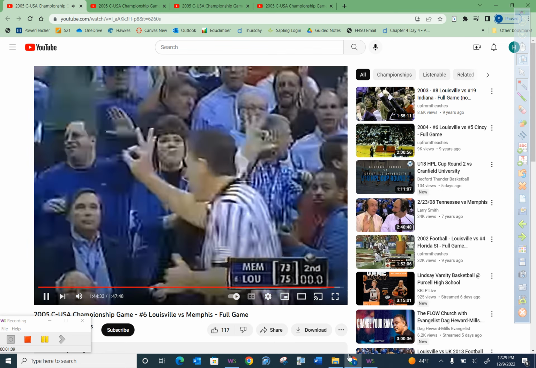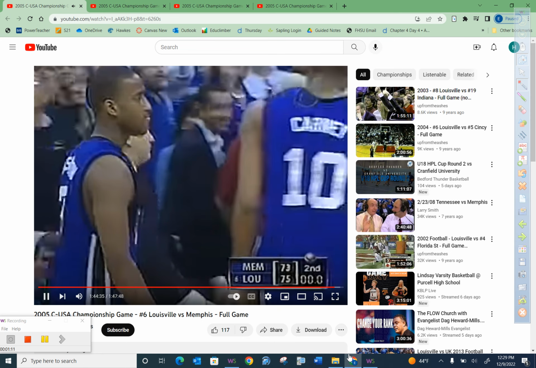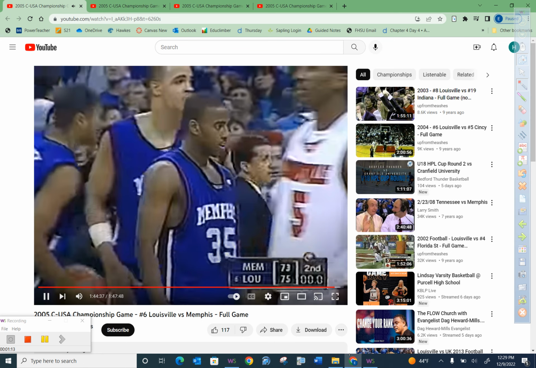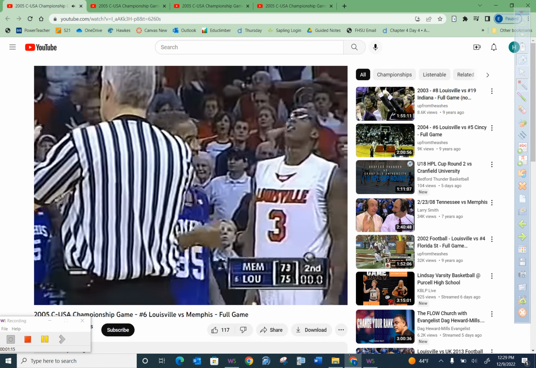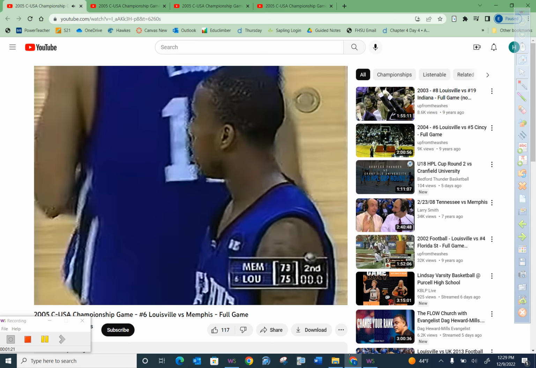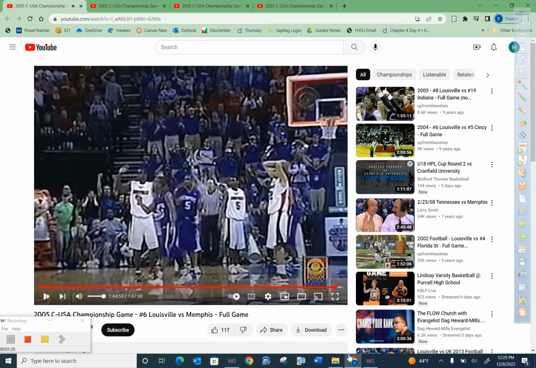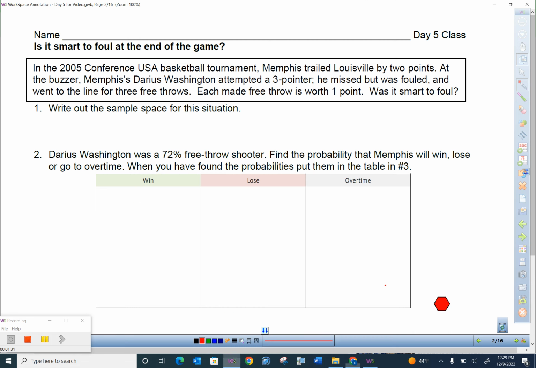Okay, so score is 75-73, but Memphis was fouled on their three-point shot. Okay, it's going to show you again a little bit better here. Okay. And now this person gets 3 chances to make up some points here, because when you're fouled on a three-point shot, you get 3 free throws that you get to shoot.